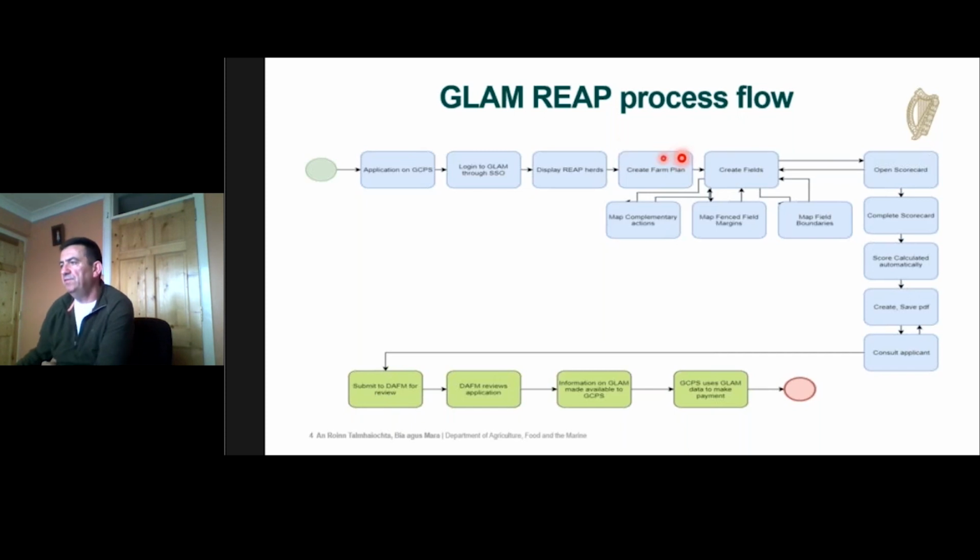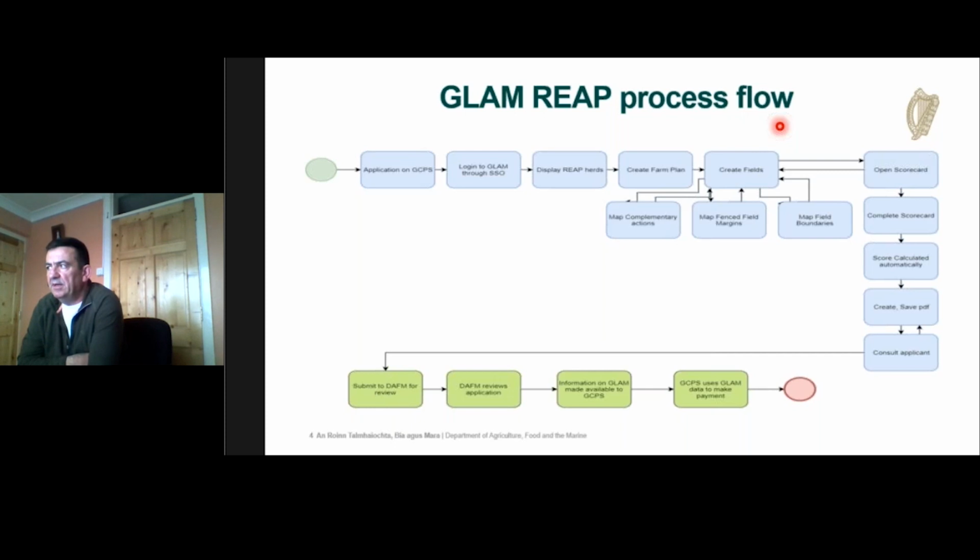So once you create your farm plan, then you will have access to the maps for that farm. You'll be presented with all the parcels for that particular herd. You can create your fields. You can label those fields. And you can also designate the field type to it.